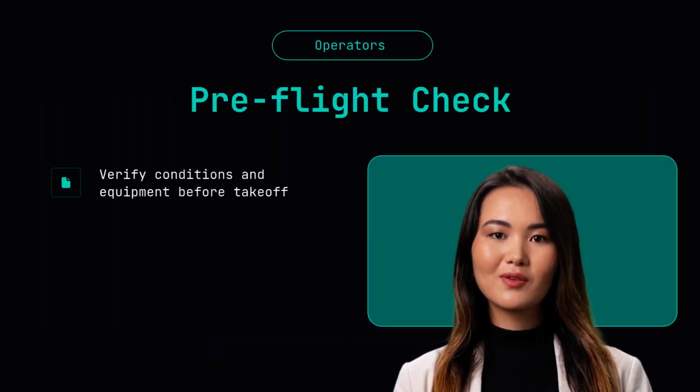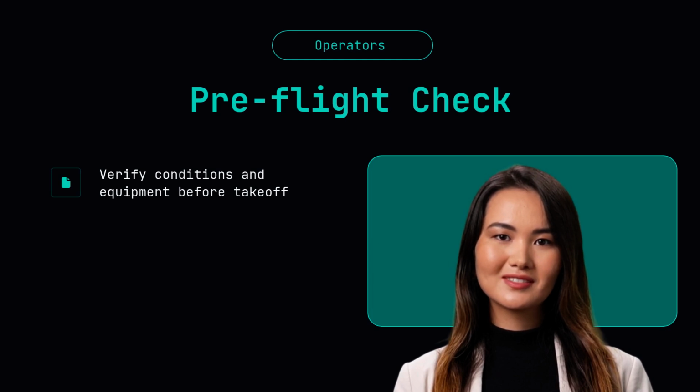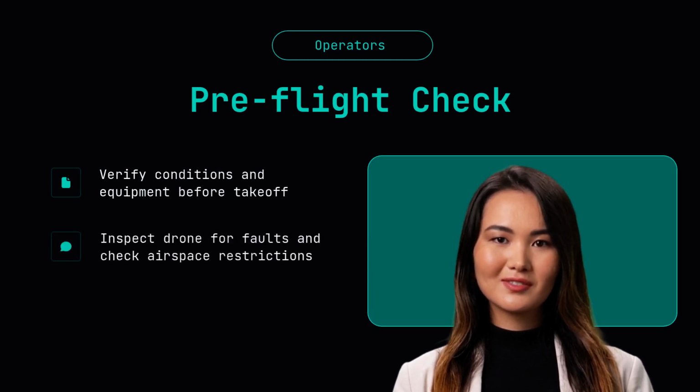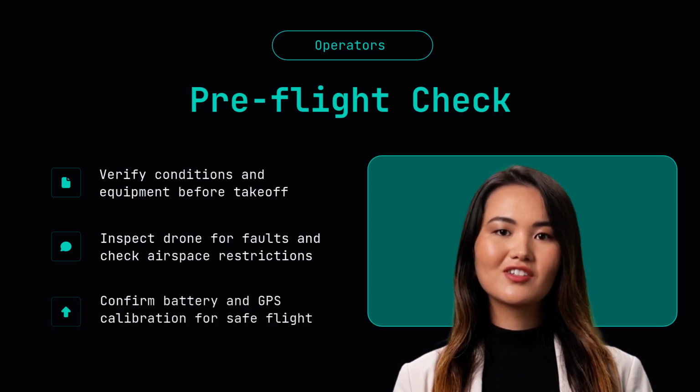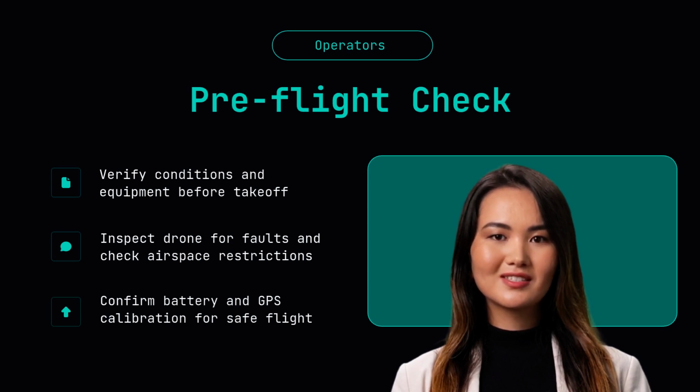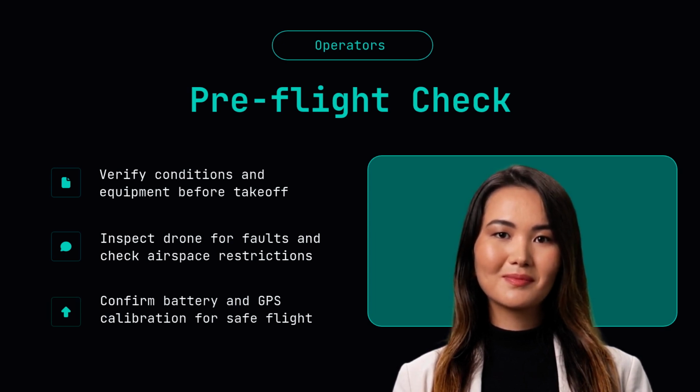Before taking off, operators must verify conditions and equipment. Check the weather, review airspace restrictions, and inspect the drone for any faults. Confirm battery levels and GPS calibration, and ensure all necessary permits are in place for a safe operation.